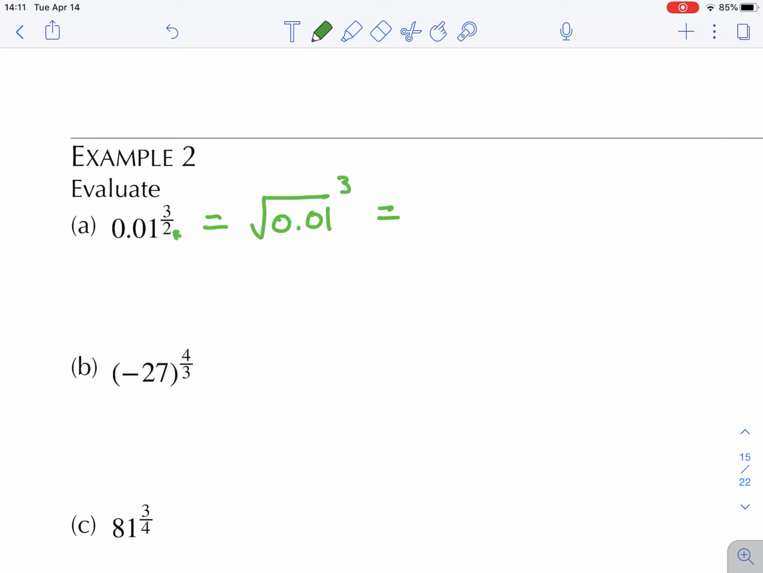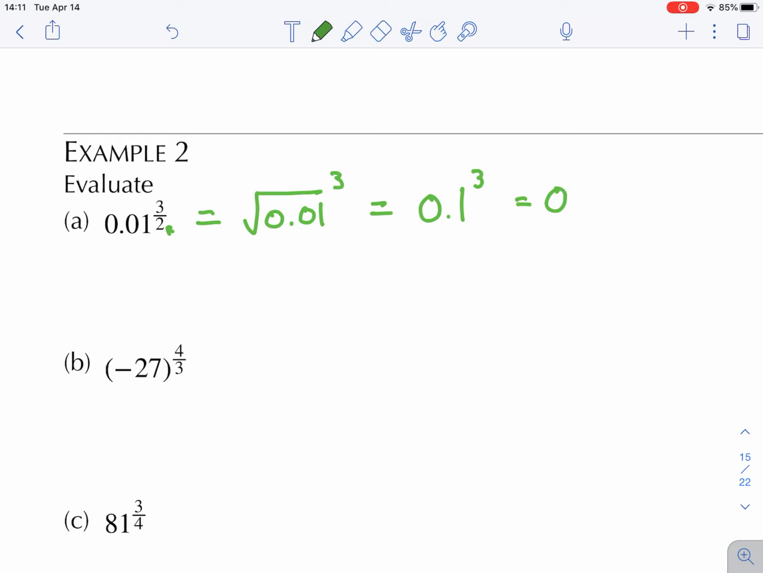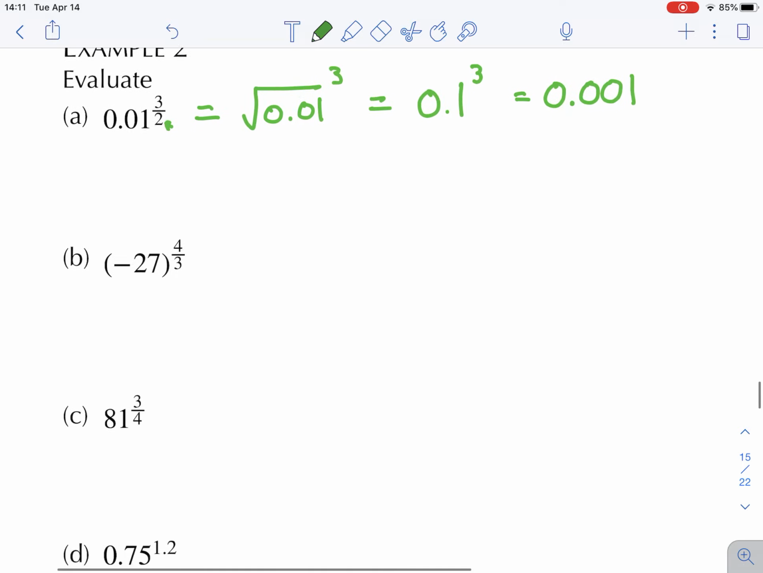So this gives us the square root of 0.01. What is the square root of 0.01? Well, it's 0.1 to the power of 3. Then we do 0.1 times 0.1 times 0.1, and we get 0.001. That's our final answer.